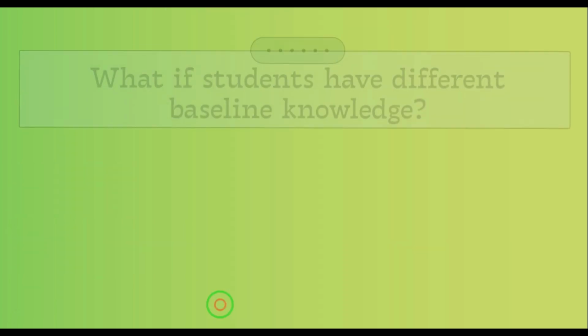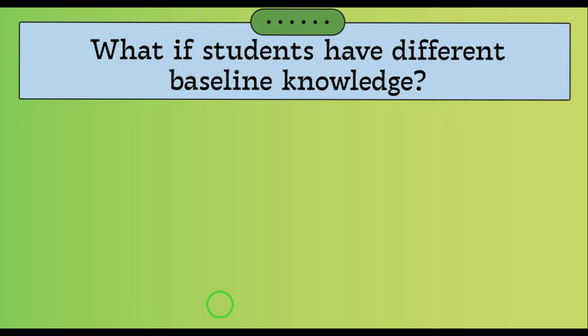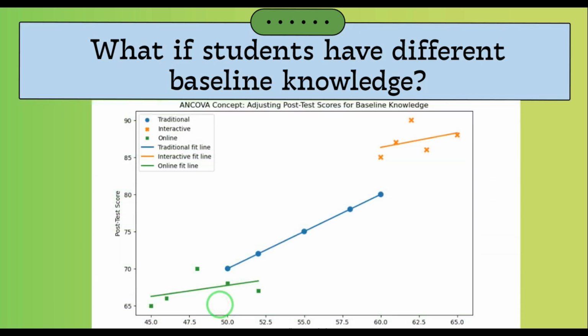But now imagine some students began the study with very different baseline knowledge. Some already knew a lot about the subject while others were complete beginners. That prior knowledge could strongly influence the post-test scores, no matter which teaching method they used. So this is where ANCOVA comes in.